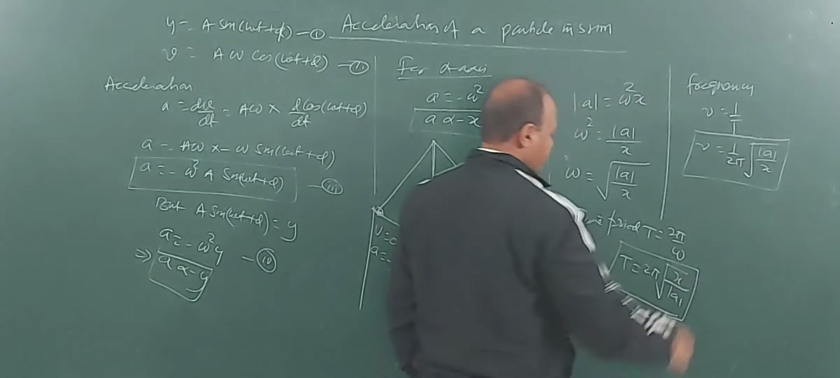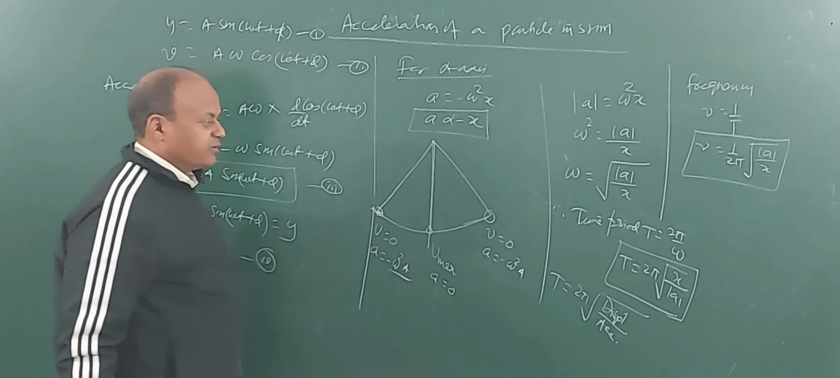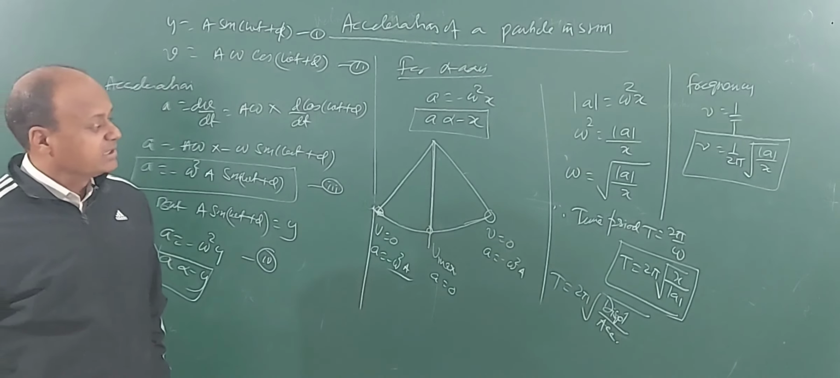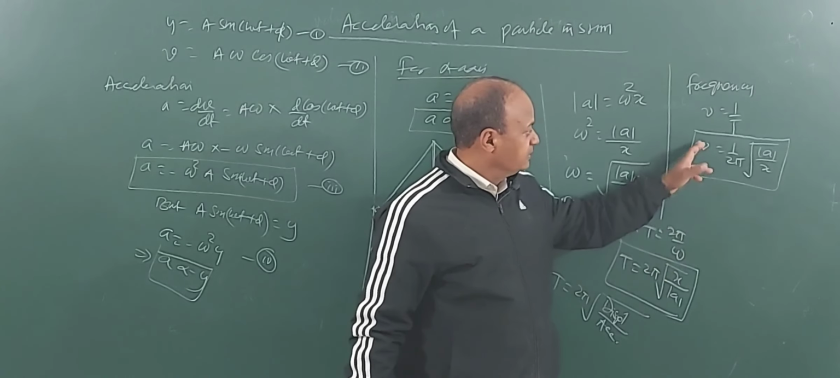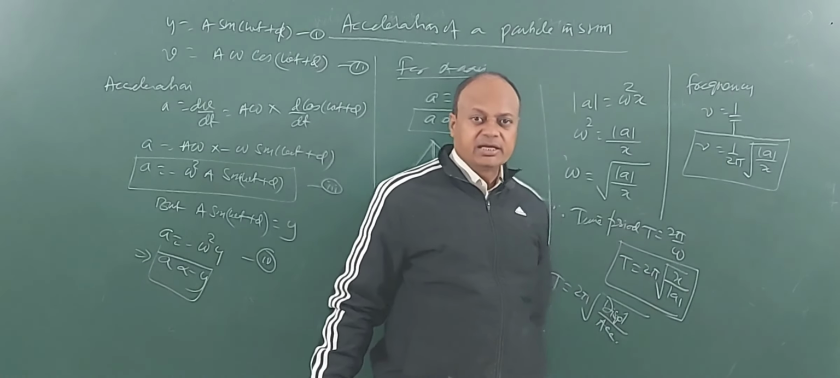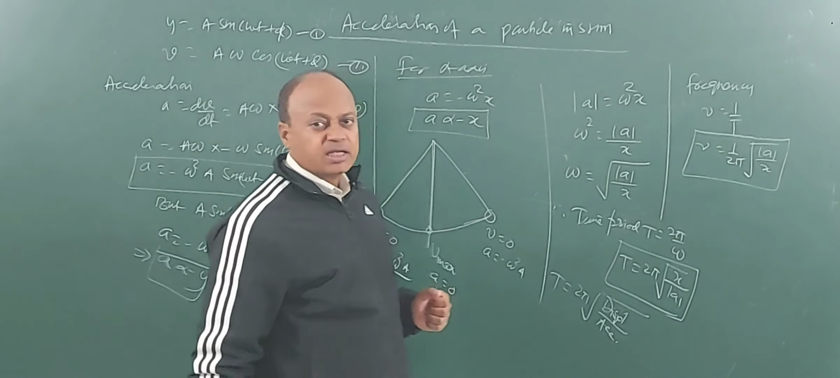So we can calculate frequency as well as time period by using these equations. T is equal to 2 pi root over x by A. Frequency is 1 by 2 pi root over A by x, because frequency is reciprocal of time period.